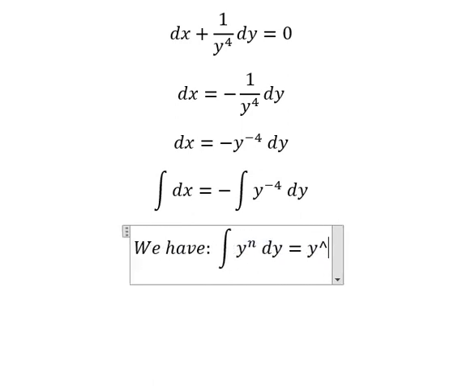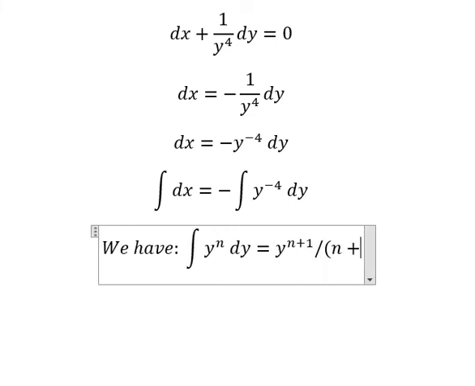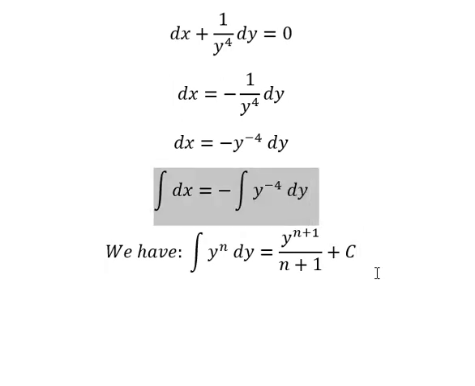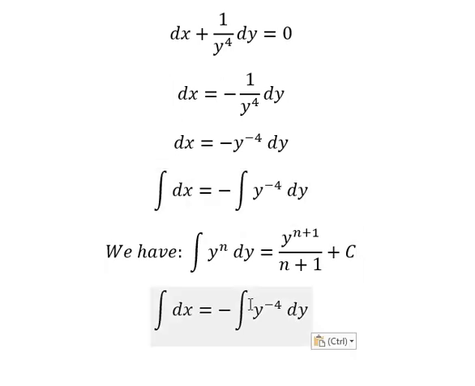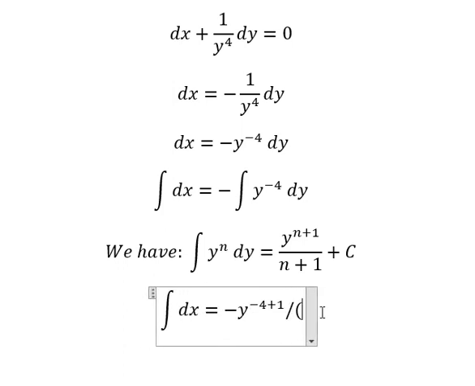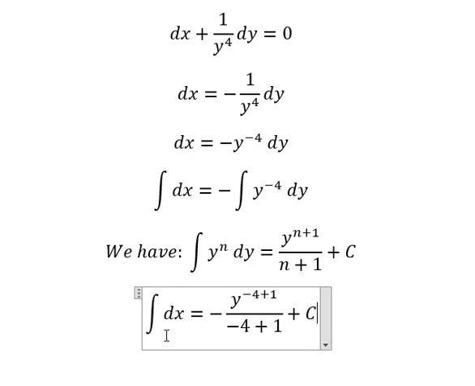So the integration of this one, we have y to the power of n plus 1 over n plus 1, and I will put plus c. So the integration of this one, we have y to the power of negative 4 plus 1 over negative 4 plus 1, and I will put plus c. This one, that is about x.